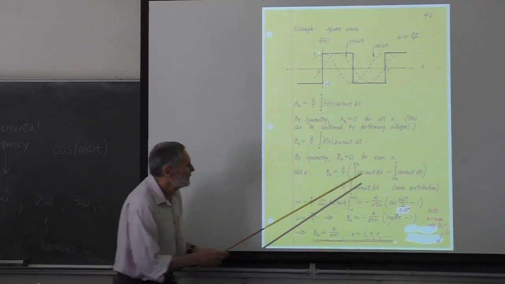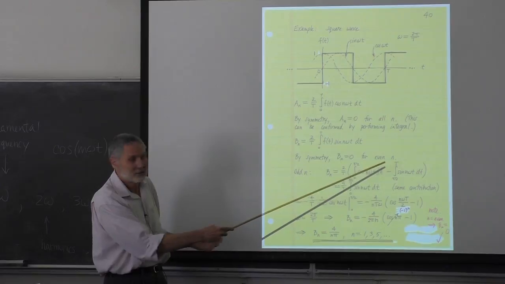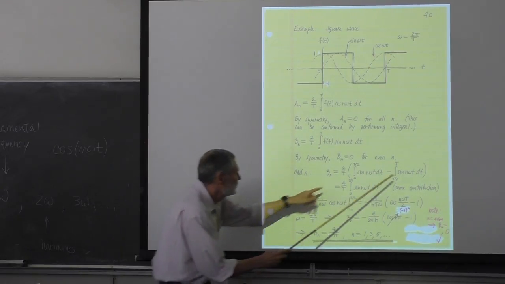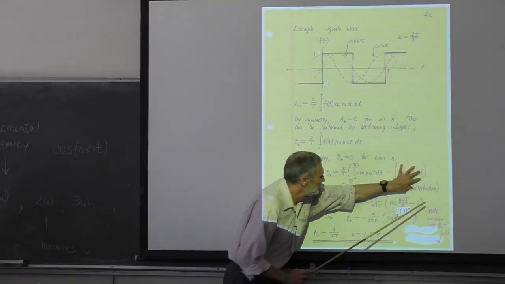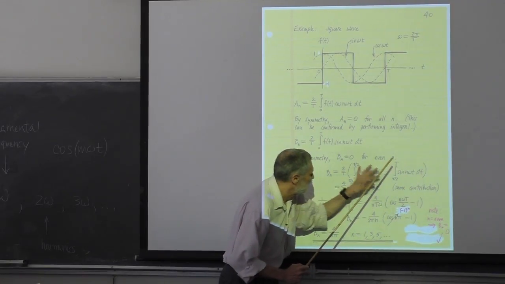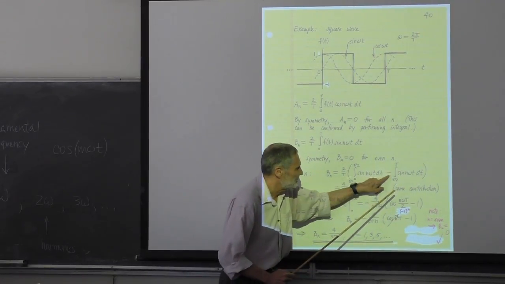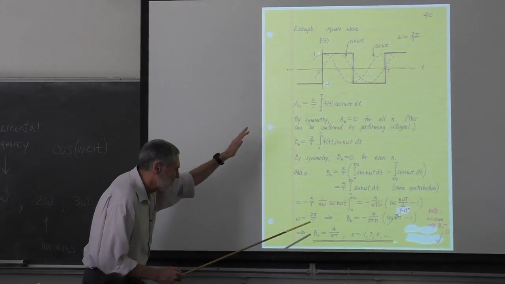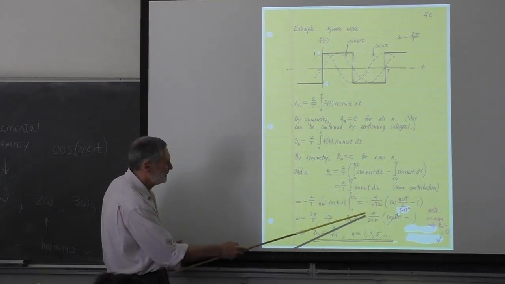So now we can all do these integrals. And here's the result. They both contribute the same, it turns out. This integral is the opposite of this, so the two minus signs cancel and you get a doubling, which is expected by the symmetry here. And this is just standard integral calculus.